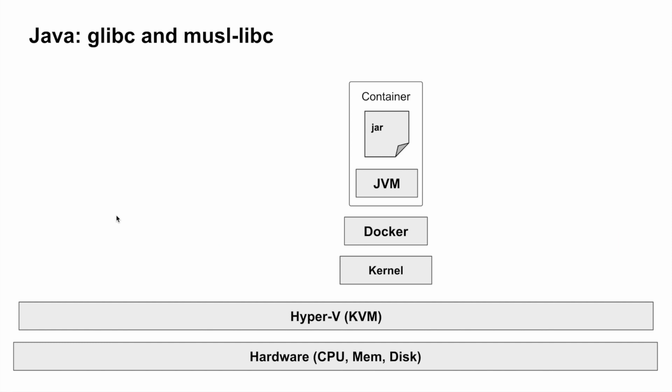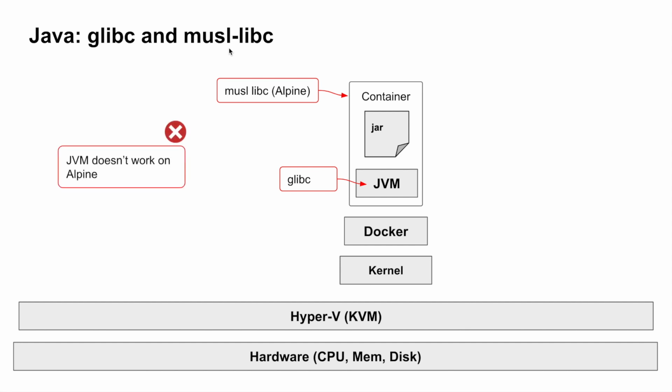The second thing that I want to point out is the glibc and musl libc standard C library. So why does C matter with Java? Well, it's because the JVM is written in C++, and the JVM depends on glibc. The issue now, though, is for containers, the most popular Linux distribution that people use for containers is something called Alpine. Alpine, by default, is bundled with musl libc, not glibc. And that means when you try to run JVM on Alpine, it just doesn't work.